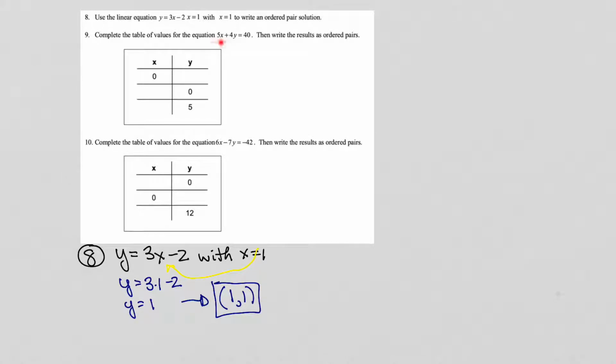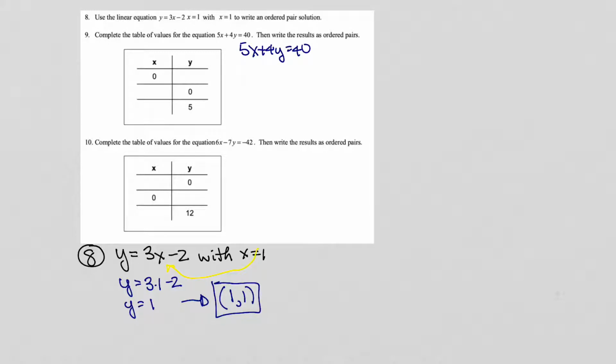Number 9, we're given this linear equation, 5x plus 4y is 40, and we want to complete this table. Now, this is pretty typical in tables. We're going to be given x is 0 and y is 0. And what's nice about this is when x is 0 here, I'm going to write this equation right here. 5x plus 4y equals 40.